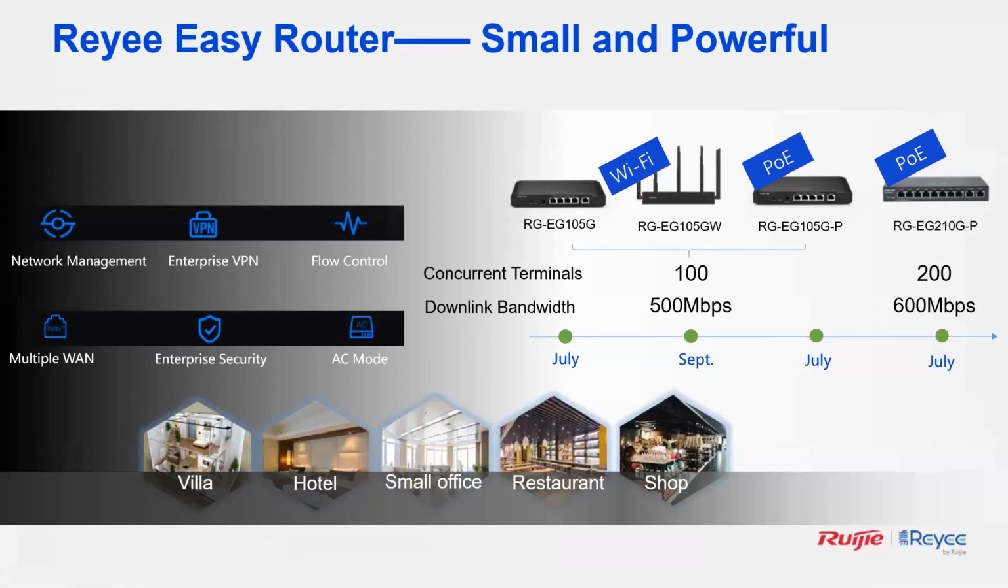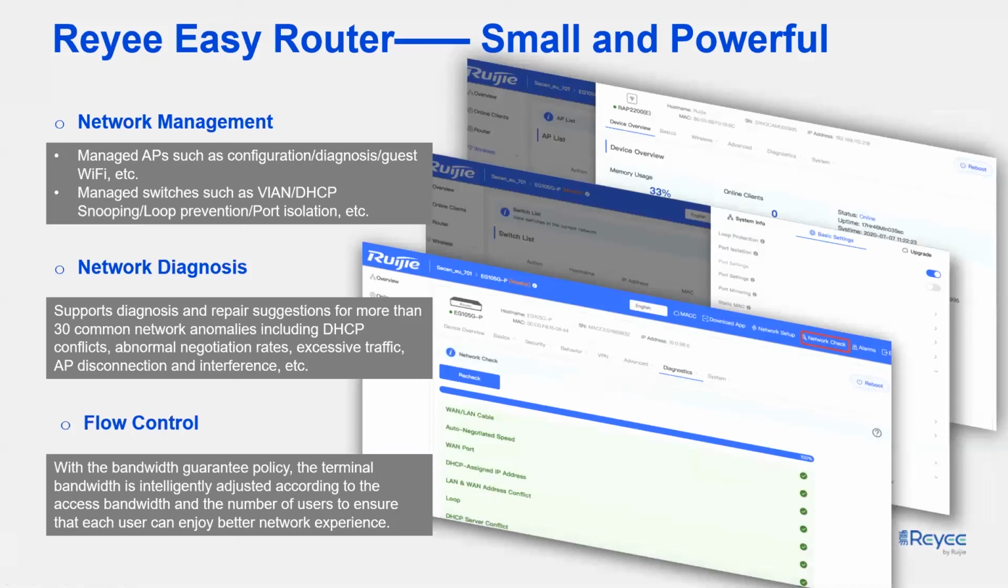With the gateway, now we have a smaller model. EG1 means it supports 100 users, and EG2 means it supports 200 users. And we have the PoE model, non-PoE model, and also a wireless model. The difference is that this gateway can operate in AC mode, which means that it can act as a controller. It can manage the switch and AP.